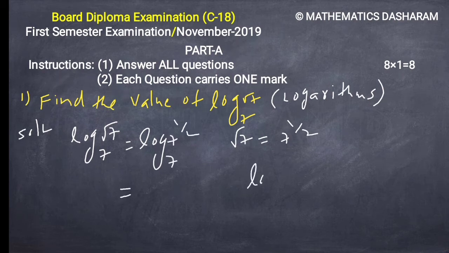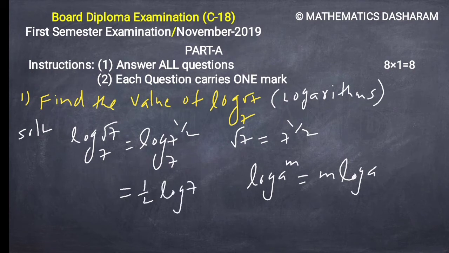So we have a formula, log a to the power of m equals m into log a. So then 1 by 2 into log 7 base 7. So 1 by 2, here base and number both are same, then its answer is 1. So 1 by 2 into 1 is 1 by 2.